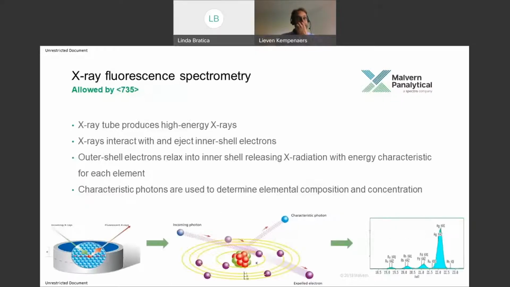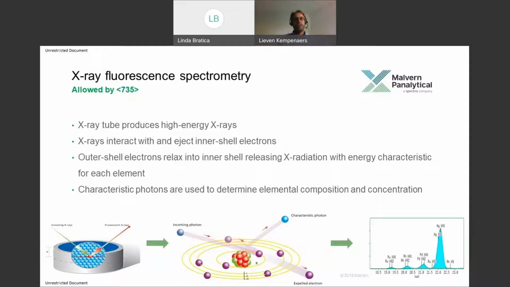So that's the chapter 735. In one slide, I want to explain how the XRF technique works. The sample that you introduce to the spectrometer is bombarded with X-ray photons with a certain energy. Those are excited with an X-ray tube, an X-ray source. A tube, in the safe cases, that you can switch on and off.